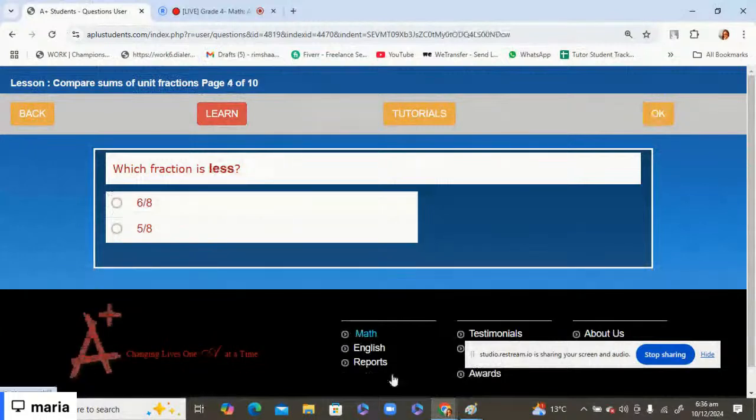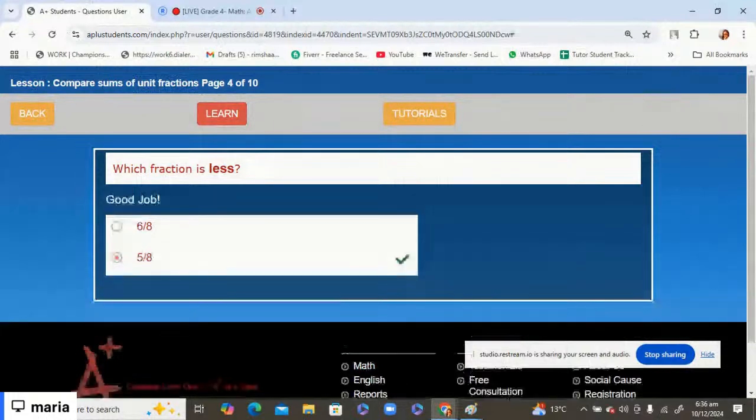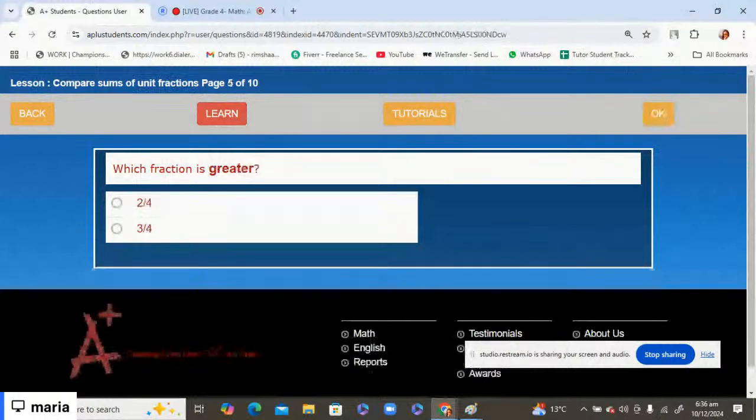Both the denominators are the same. Checking the top numbers, 5 by 8 is less as compared to 6 by 8. Which one is greater? 3 by 4. This is the same thing that we have done. Okay, hope you guys understand this lesson as well. Let's do the next one.